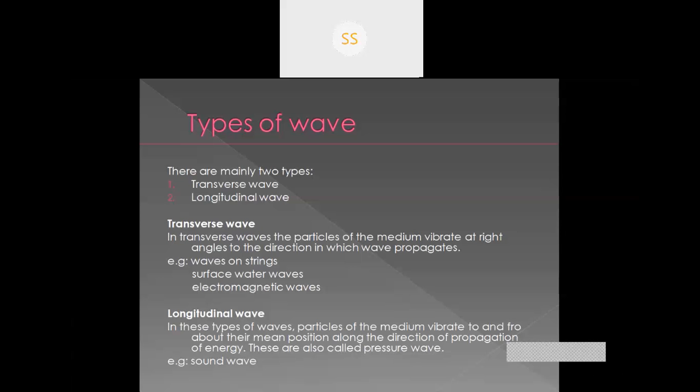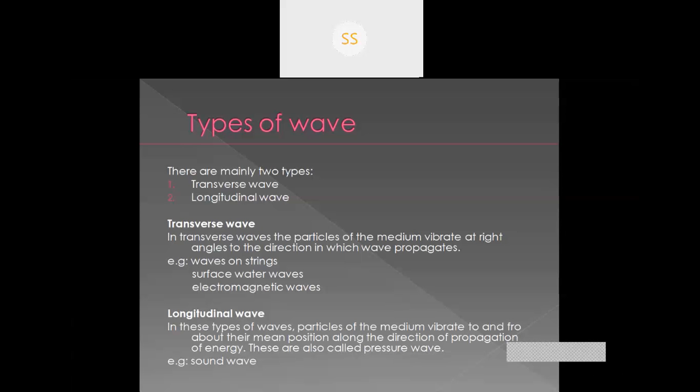Okay, so these types are divided according to the types of vibrations. See, I already told you that there are two types of vibrations in the particles of the medium. So according to that, there are two types. One is transverse wave, one is longitudinal wave.